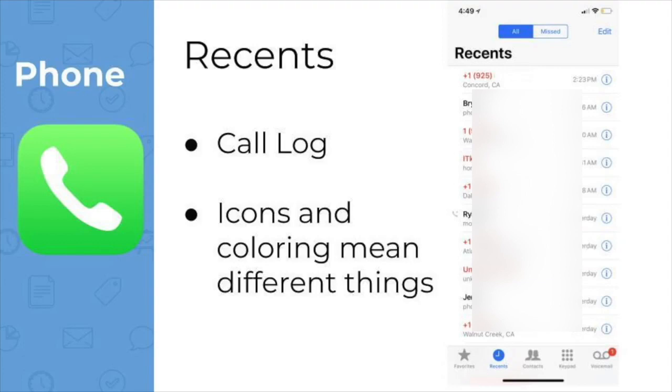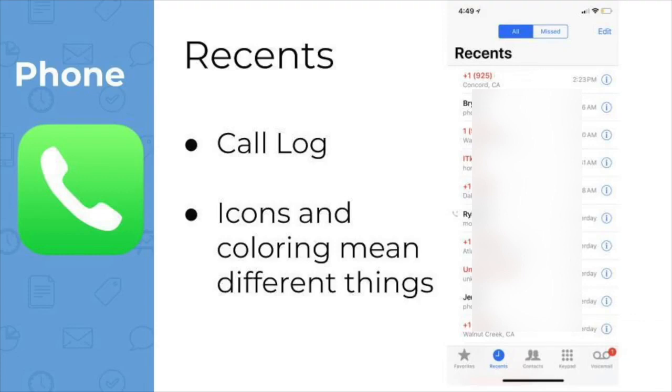The coloring and icons next to each of the calls do mean different things. Any call that appears in red was a call that you missed. These will only be calls that were made to you that you failed to pick up the first time. Any call that is in black is one that you either picked up or made yourself. You can see in my call log that the majority of the calls I did not pick up.